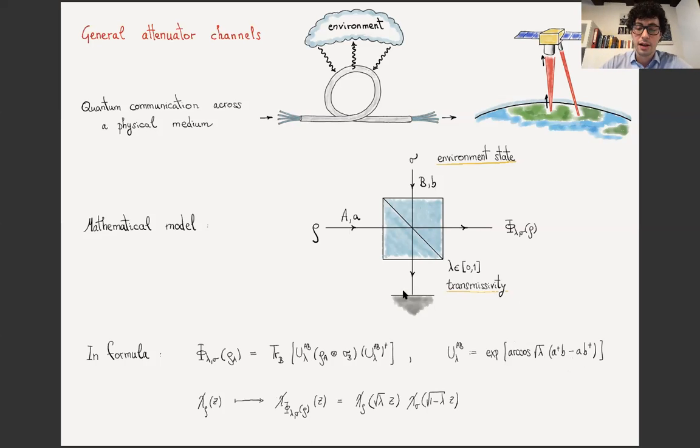As I said before, we can equivalently describe this process in terms of characteristic functions. The transformation looks like this. You start from a characteristic function, and then the one at the output will be the rescaled product of the two characteristic functions of the input state and of the environment state.